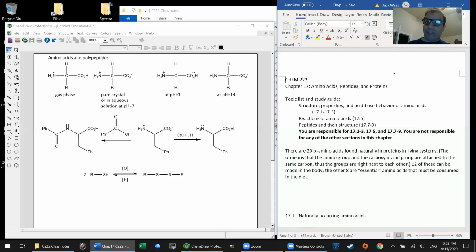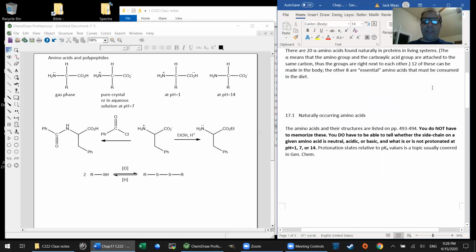We are instead going to focus on the very same things in this chapter that we've always focused on all semester, mostly structure and reactivity, so that we can understand the structure of both individual amino acid molecules and the polypeptides or proteins that they make up, and also understand somewhat about their reactivity. So that's going to be my goal here.